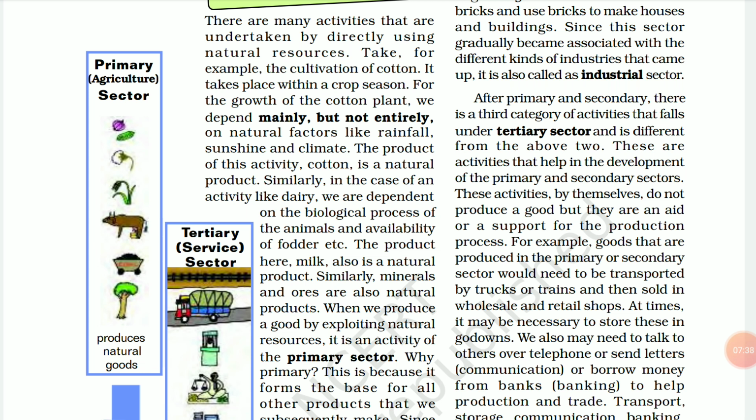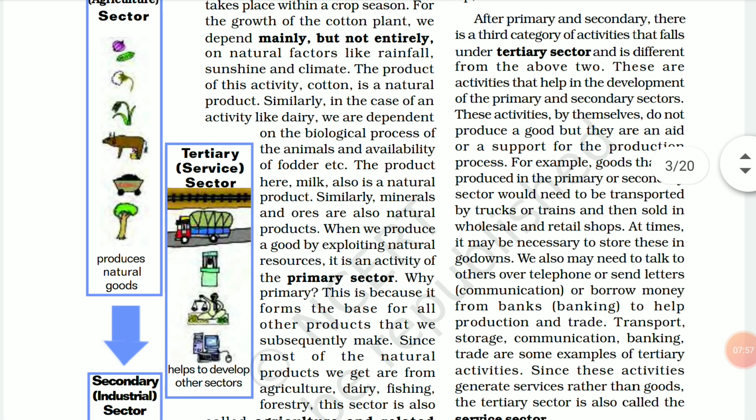Now let us see. After primary and secondary, there is a third category of activities that fall under tertiary and is different from the above two. There are activities that help in the development of the primary and secondary sector. These activities by themselves do not produce a good, but they are an aid or a support for the production process.